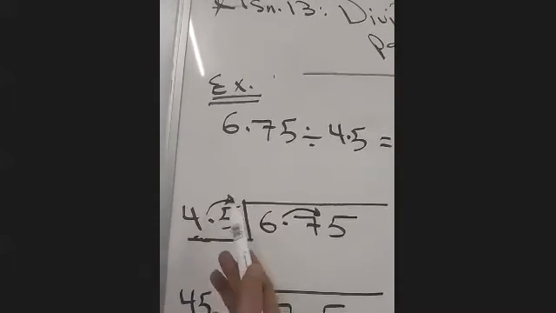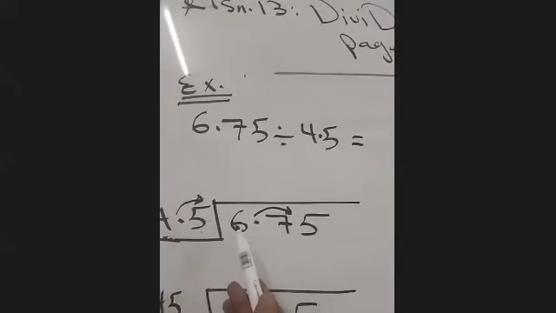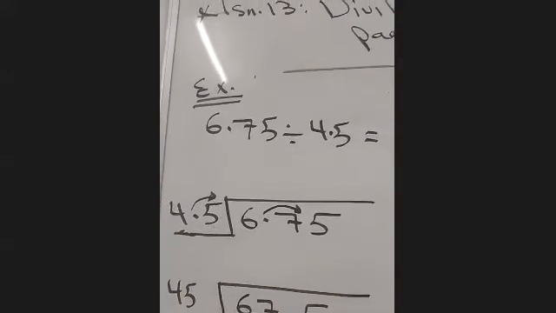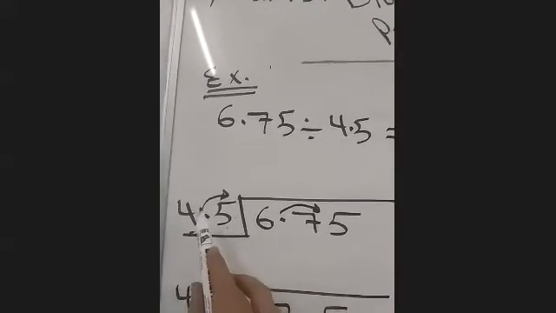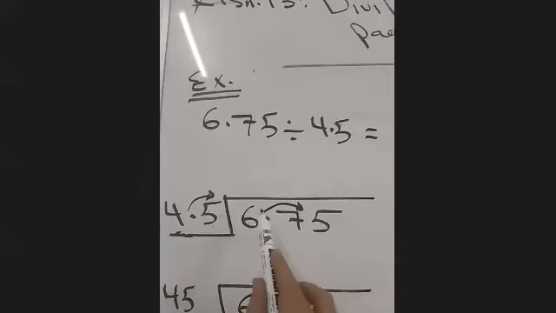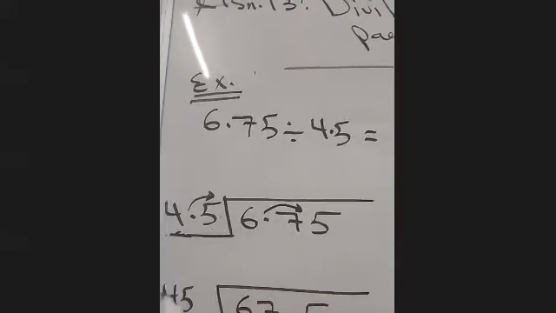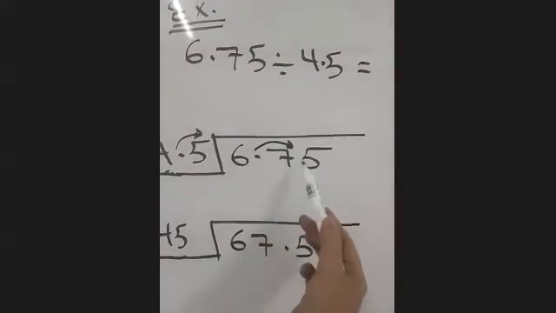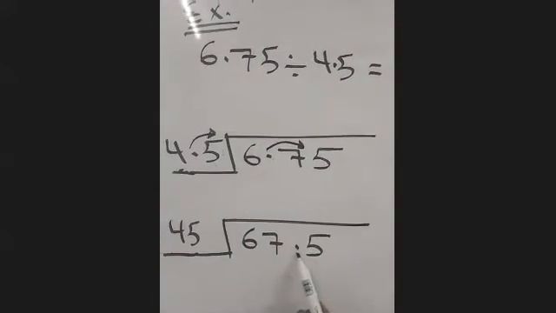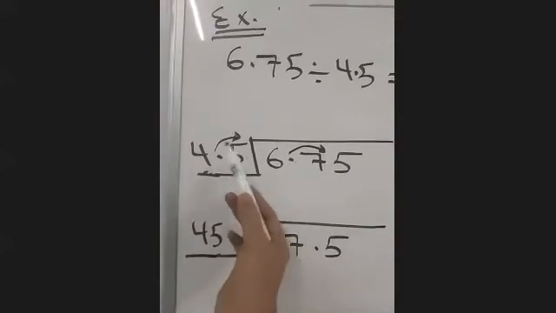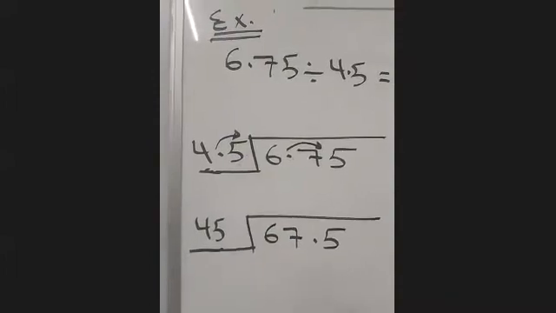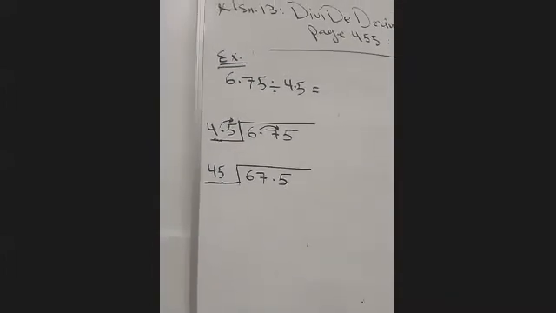If we do something in the divisor, we will do the same thing in the dividend. Okay? Now here I push 1 digit to the right, so here I'll push 1 digit to the right also. Now we have new numbers. This decimal will be between 7 and 5. And this decimal will be after 5, and nothing after it, so no need to write it.